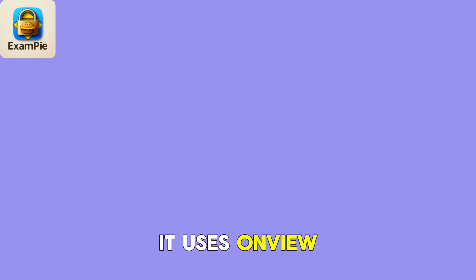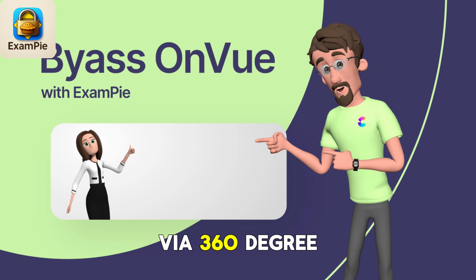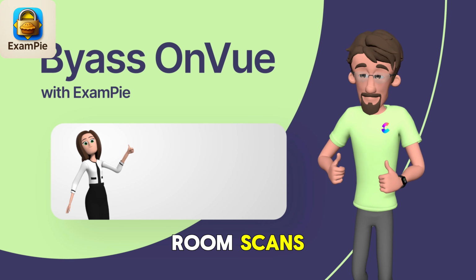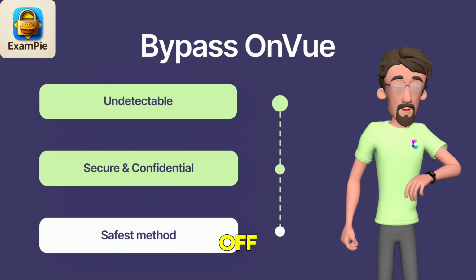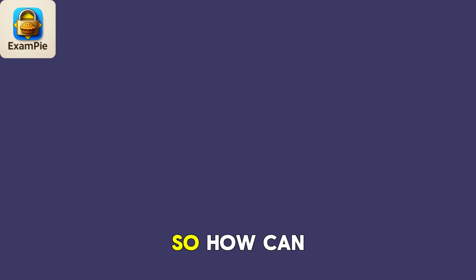So what does OnVUE actually monitor? Your webcam, facial recognition, eye movement, head position, your mic, background sounds, whispering, talking, your screen, full desktop view with activity logging, your environment via 360-degree room scans, your hardware scanning for VMs, software tools, and emulators, live proctors trained to pause or terminate exams if anything feels off. Basically, it turns your PC into a surveillance device. So, how can one bypass Pearson OnVUE?